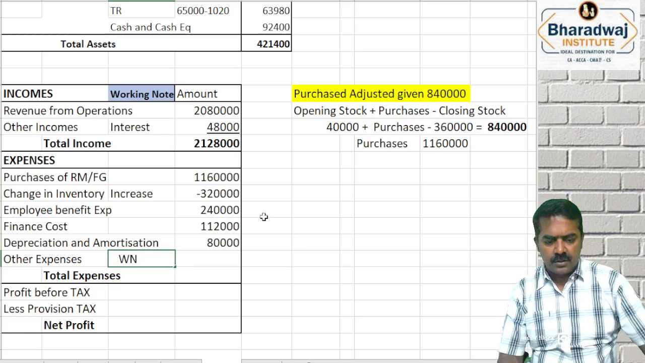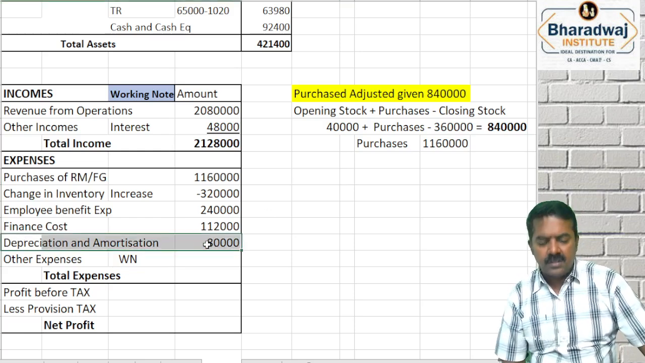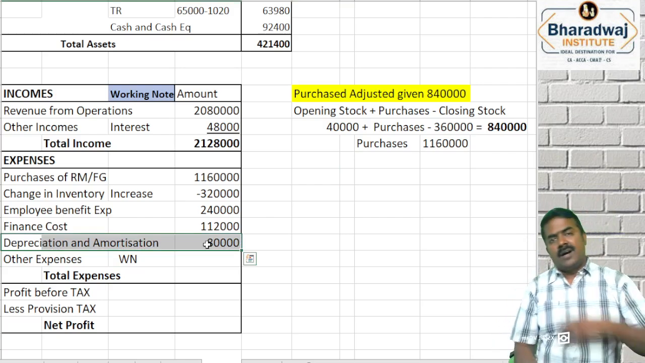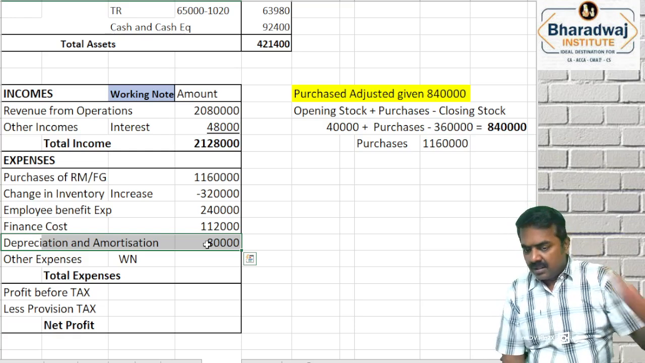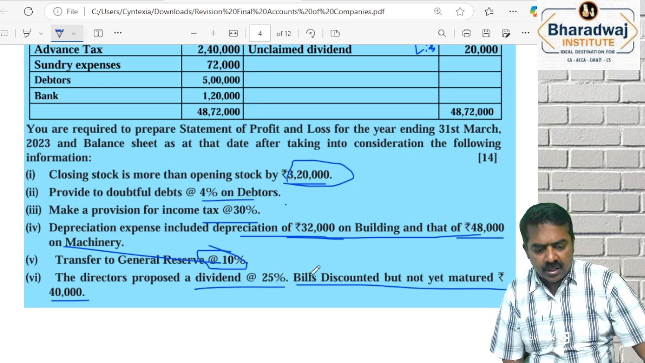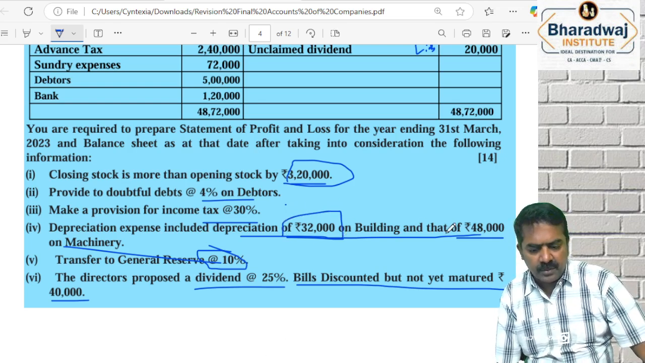Other expenses, do the working. Depreciation, this 80,000 is given in the trial balance, which means the journal entry has already been passed. That's why it is given in the trial balance. The adjustment is given for the bifurcation, the detail about depreciation for building and machinery. Total 80,000.